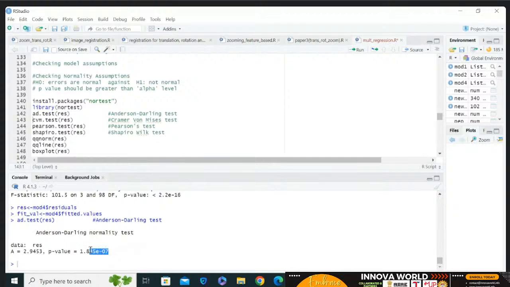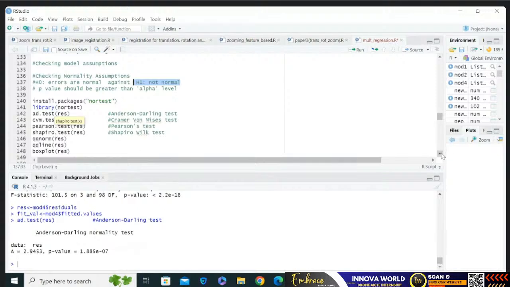Any idea what will be the conclusion from this test? Whether we are accepting the null hypothesis or rejecting it? Here the p-value is very small, which means we are rejecting the null hypothesis. Rejection of the null hypothesis means the errors are not normal, right? We'll find the same from the CVM, that is Cramer-von Mises test, Pearson's test, and Shapiro-Wilk test. There are some books that you can study, or you can find it on the internet as well.